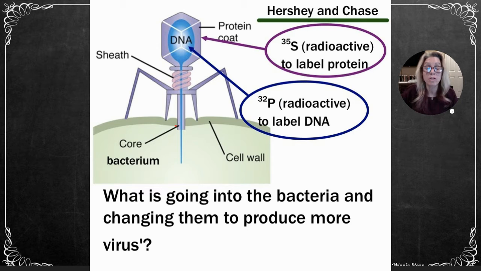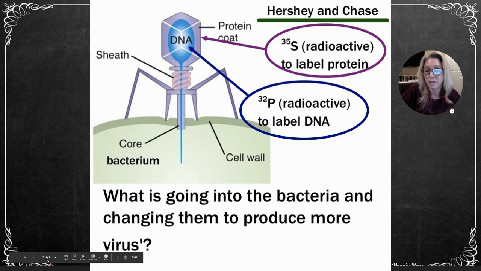And so what they were hoping to find, they knew they had built viruses, and they knew viruses had proteins and nucleic acid, but what was it putting into the bacteria? So they needed to follow the tag. Did it put in radioactive sulfur? Was it a protein? Or did it put in radioactive nucleic acid? Was that this phosphorus that it put in?